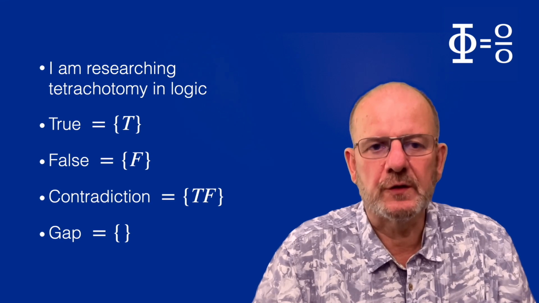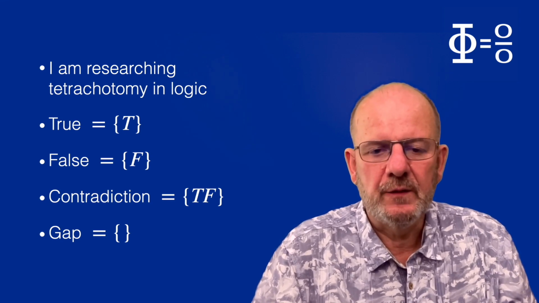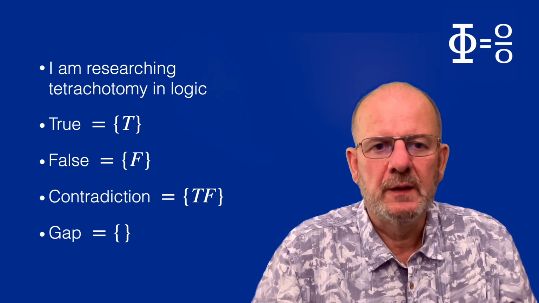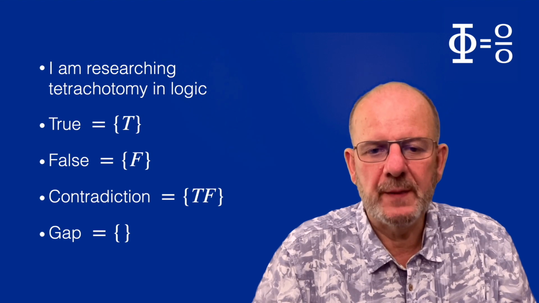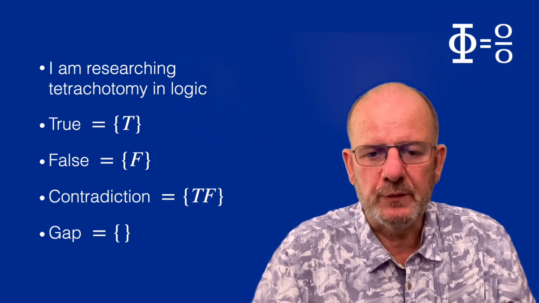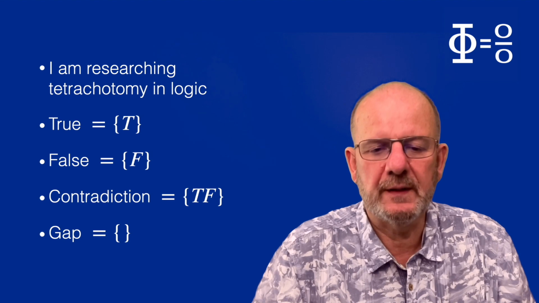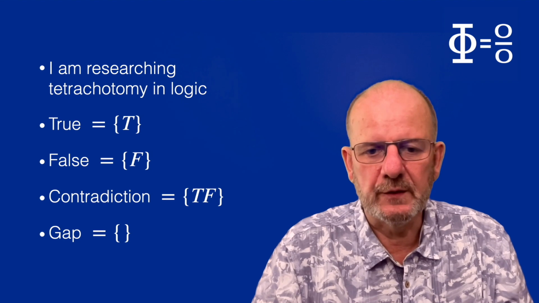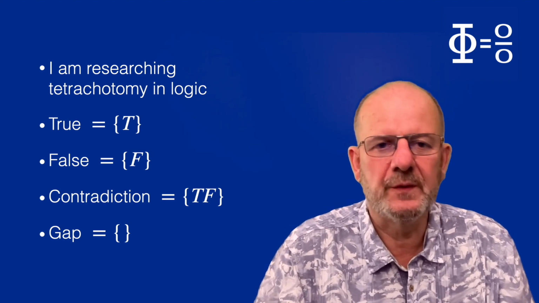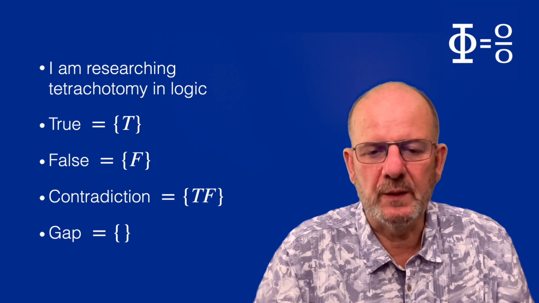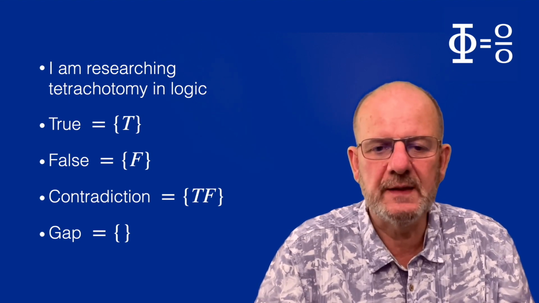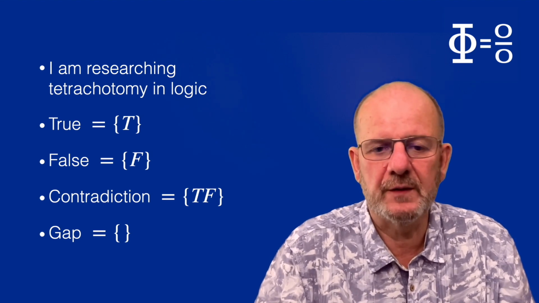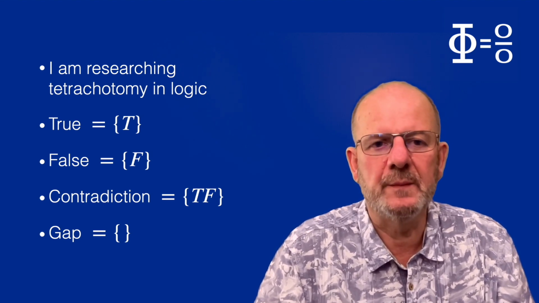I'm researching tetrachotomy in logic. The two values, true and false, can be combined in four ways. Just true and just false make up Boolean logic. If you use Boolean logic, you're guaranteed to fail. You'll fail on a contradiction. Now, computer scientists use Boolean logic all the time, and most of the time they don't worry. The reason they don't worry is that everything they do happens inside a computer, and they've gone to a great deal of trouble to arrange that bits are either true or false and nowhere in between.